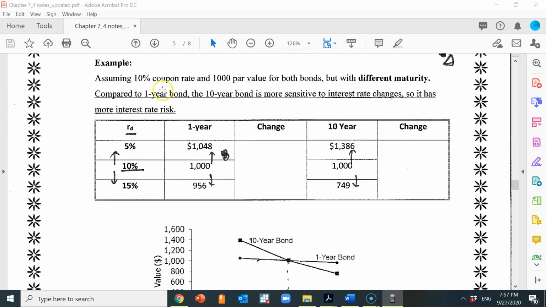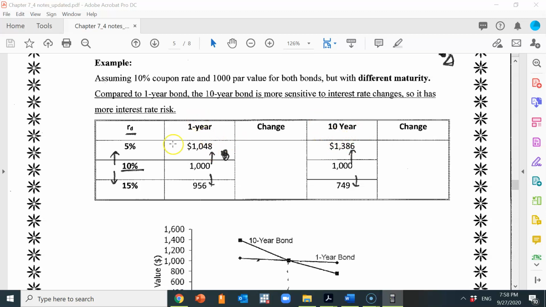Okay, example. Assume we have a 10% coupon rate and $1,000 par value for both bonds, but with different maturities. Comparing a 10-year bond to a 1-year bond, the 10-year bond should be more sensitive to interest rate changes, so it has more interest rate risk. Again, long-term bonds with higher T should have higher price risk or interest rate risk.